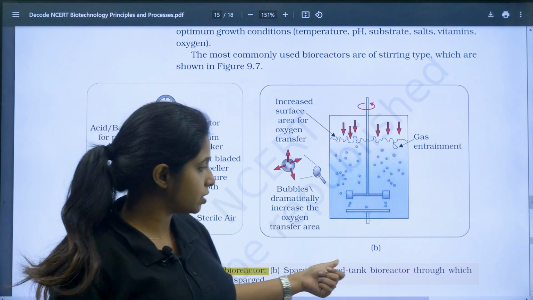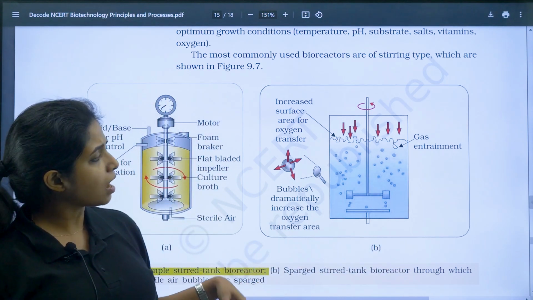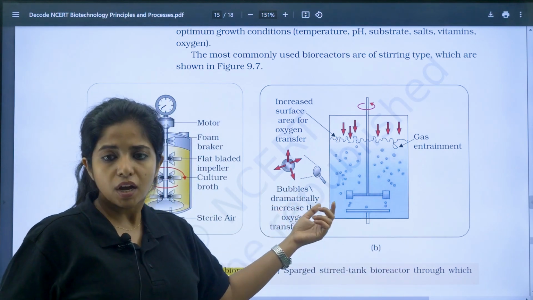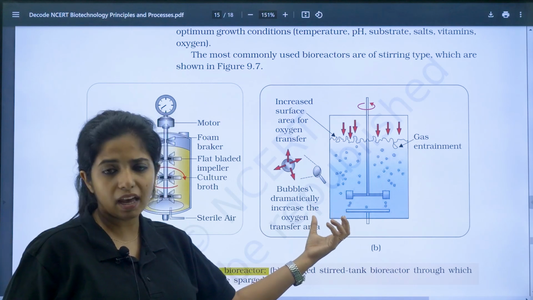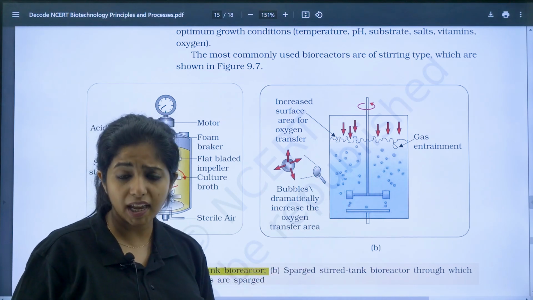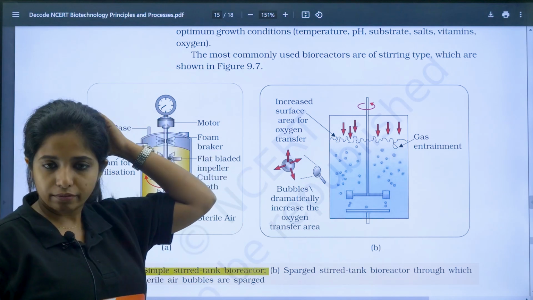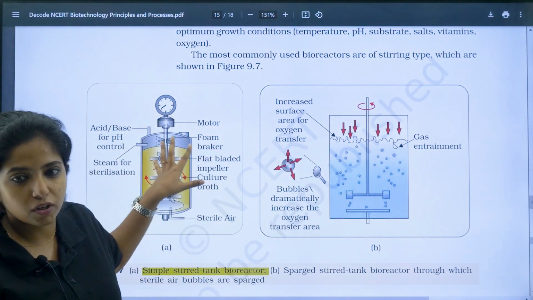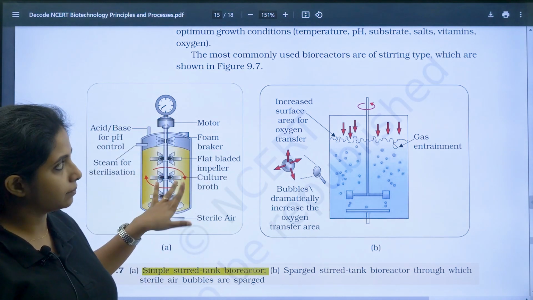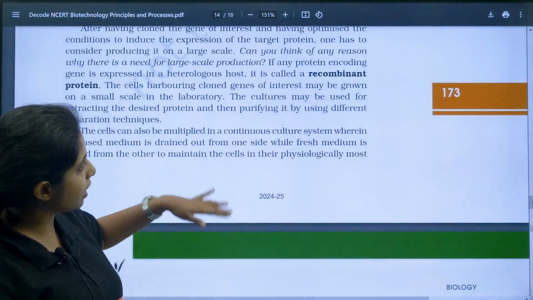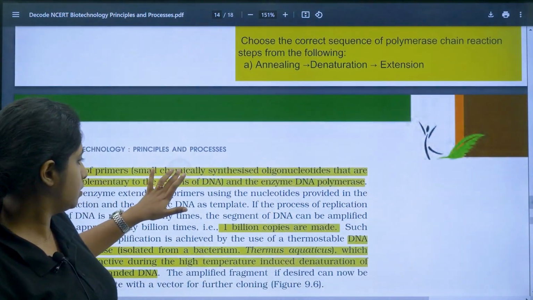Now this is the sparged stirred tank bioreactor, that is not asked to draw, my dear children. The difference is that over here you insert the air with the help of bubbles, which makes it better than this one, but the picture of this particular one is asked because this is the normal one that we have. Cool. So those are the steps, and now we'll go above again.